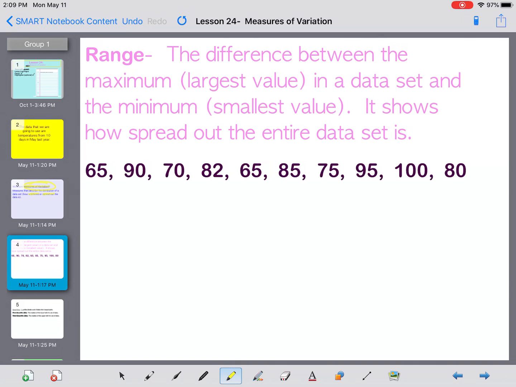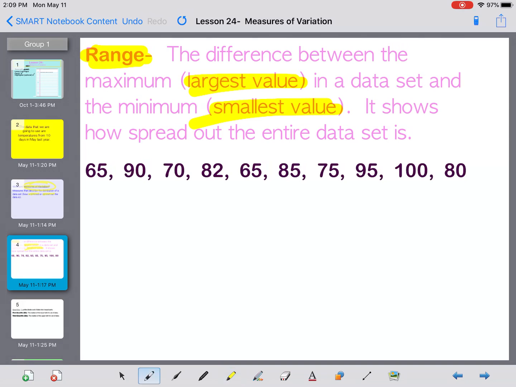But one thing that you guys have done already is you actually already know how to calculate the range. So this one is just a little bit of a reminder. The range is the difference between the maximum, your largest value, and your minimum, your smallest value.